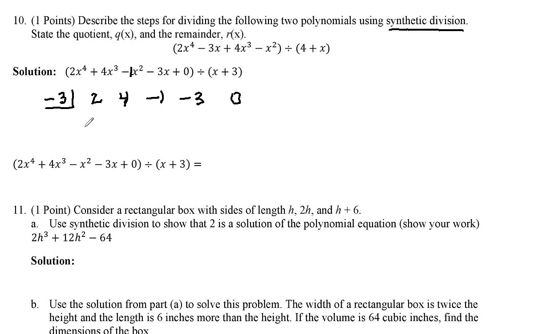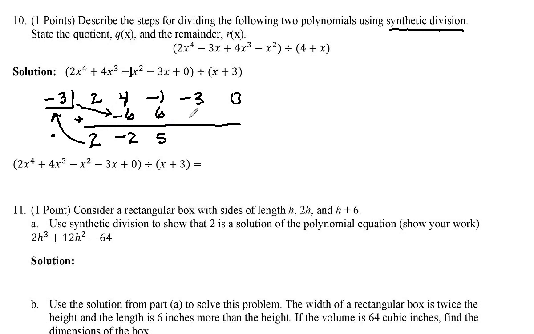And then remember how the algorithm works. You bring the 2 down and you multiply by what's out in front, so this is a times. 2 times -3 is -6. That comes down into this slot here, -6, and then we add them. So 4 minus 6, -2, and then do it again. -2 times -3, +6, add, -1 and 6 is 5.